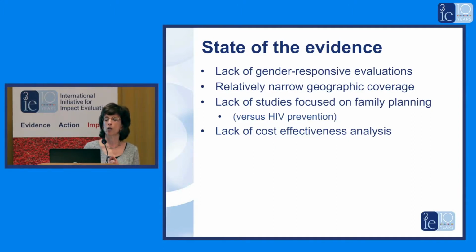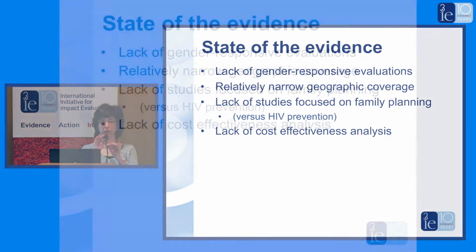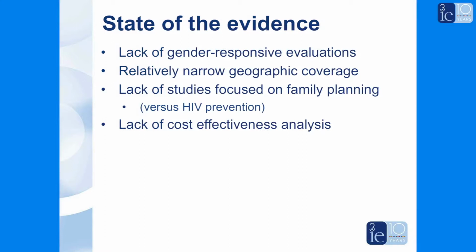The state of the evidence, these are just some results, again, in terms of the supply, major findings, lack of gender responsive evaluations. We are talking about this issue a lot today, very important. I already spoke to the fact that there was a relatively narrow geographic coverage. Lack of studies focused on family planning. I think this came as a surprise. What? You know, adolescent sexual reproductive health. But in fact, that's largely due to most of the studies were funded HIV prevention in large part from the HIV Funding President's Emergency Plan for AIDS Relief and the Global Fund in the past 10 years. If that's where the money went, that's what's been researched. And then the lack of cost-effective analysis.